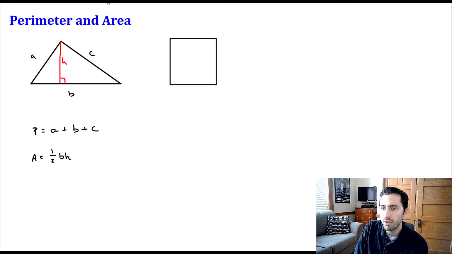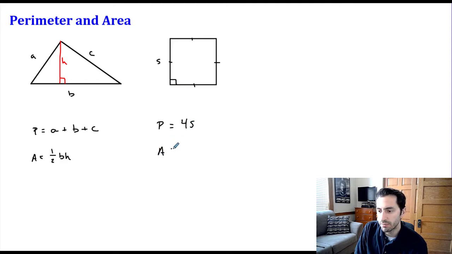So a square, the one thing we know about this is all four sides are the same. And we also have four right angles. And all four sides are the same, so let's just call one of these S for side length. Okay, so the perimeter for this is all the side lengths added together. So that would be S plus S plus S plus S. So we have four of them. So this is just the same as 4 times S.